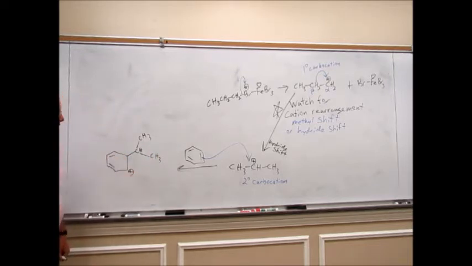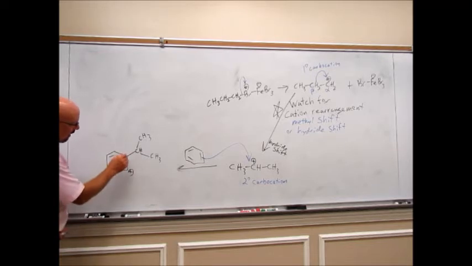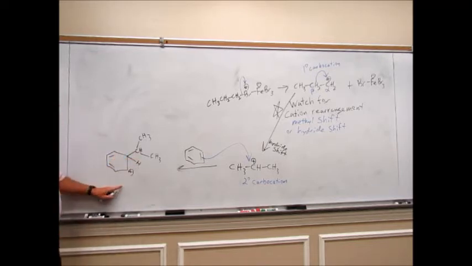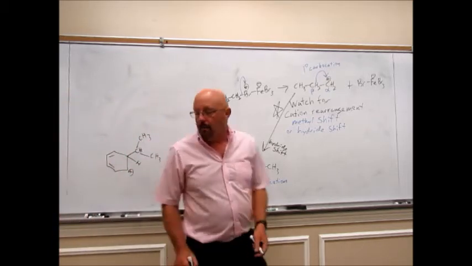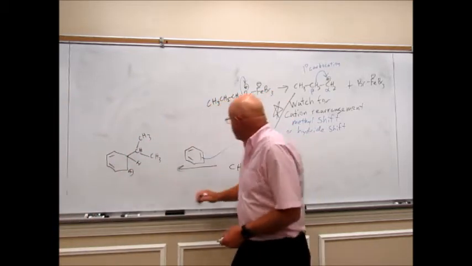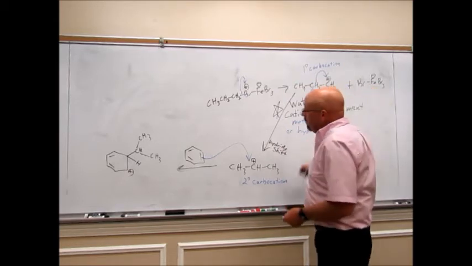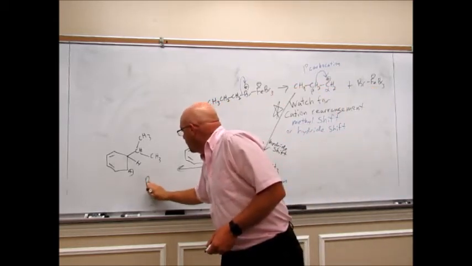Now we need to get our catalyst back and we need to get the hydrogen off of the carbon where we just put our electrophile so that we can get that aromatic ring back. Right now we don't have the catalyst. We've got this anion back here. Let me redraw that.